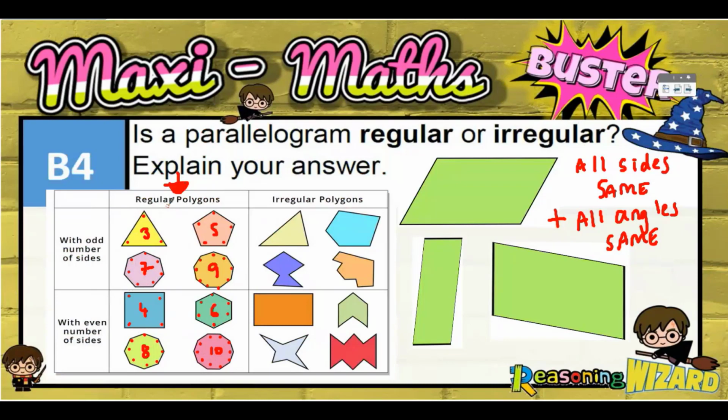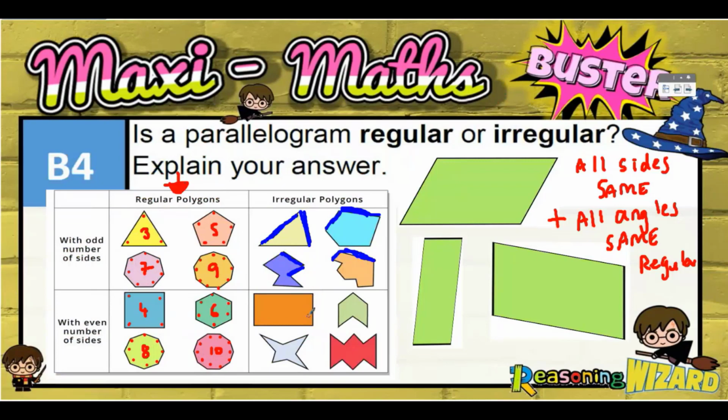So in these shapes, all sides and all angles are the same, and that's what makes them regular. For a shape to be irregular, all you've got to have is any sides or angles which are different. So for example, in this triangle, this side is clearly shorter than this side. So if those 2 sides are different, that means it's an irregular triangle. In the polygon, this side is clearly shorter than this side, so that makes it irregular. This side is shorter than this one, irregular.